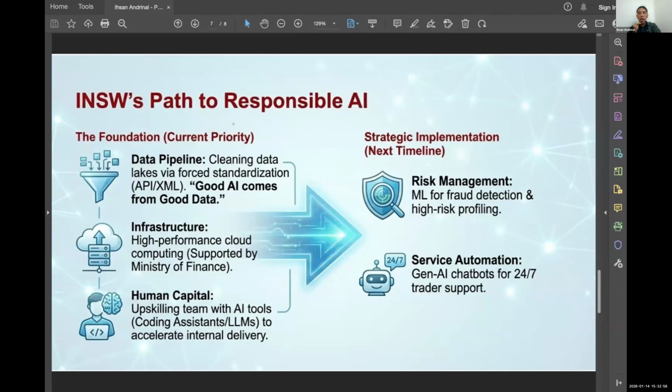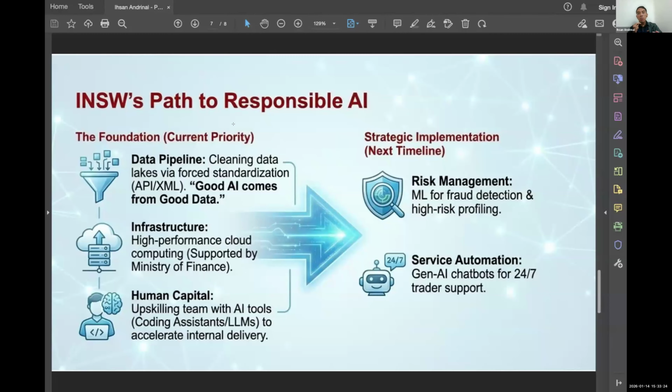We know that good AI comes from good data. Without this, AI is hallucinating. Currently, we are cleaning and standardizing our data lakes. The next is infrastructure. We are laying the foundation by securing high-performance cloud computing suitable for AI workloads. We are fully supported by our Ministry of Finance.